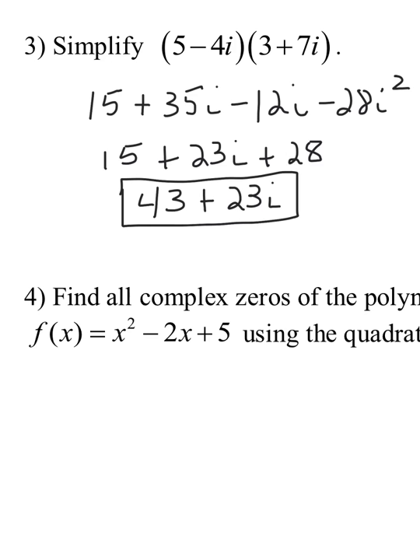And then the last step is to just add 15 and 28 to get 43. So my final answer is the real part of my complex number is 43, and the imaginary part is 23i. So 43 plus 23i is my final answer.